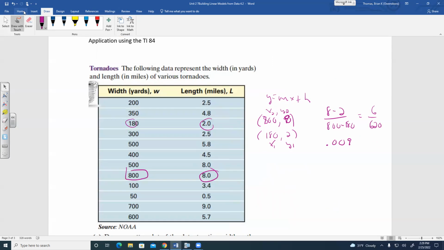So let's see what we got here. Now I have y equals 0.0097x, and then I'm going to have plus b. And we're going to pick one of these points to substitute in for x and y. So I'm going to use that 8. So 8's going to go in for y. I'm going to have this 0.0097 times 800 plus b. So let's just go ahead and let the calculator do that for us.